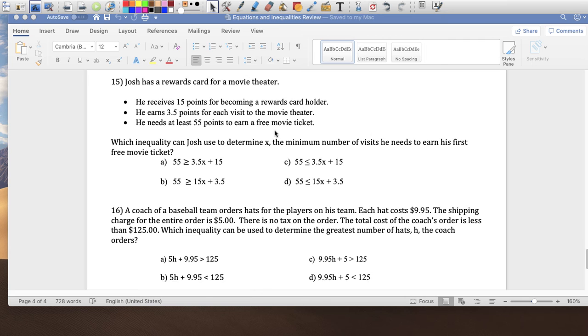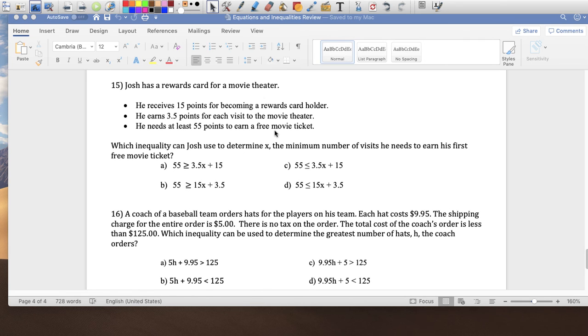A. 15. Josh has a reward card for the movie theater. He gets 15 points for becoming a card member and earns 3.5 points for each visit to the movie theater. He needs at least 55 points to earn a free movie ticket. So I just became a card member. Ta-da! I just earned 15 points.